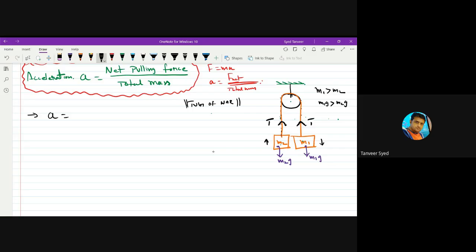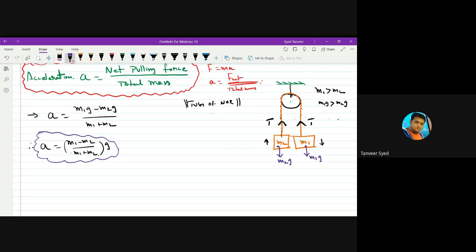So net force will be M1G minus M2G divided by total mass M1 plus M2. So we can write the acceleration as M1 minus M2 by M1 plus M2 into G. This is the acceleration of the system, or the acceleration of each block. They will be the same. So you get the acceleration by using what formula? Net pulling force by total mass formula.